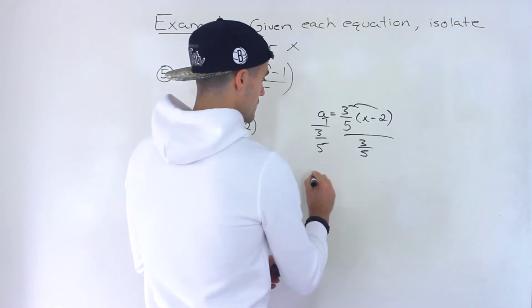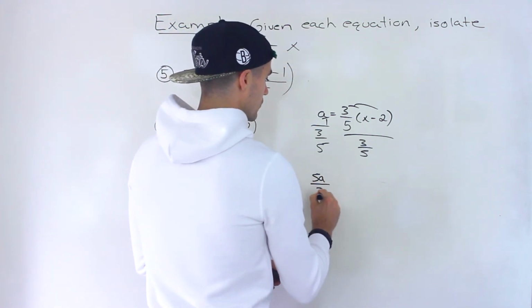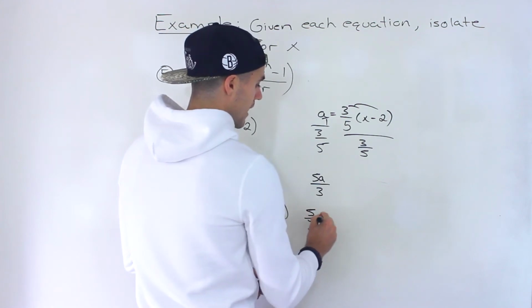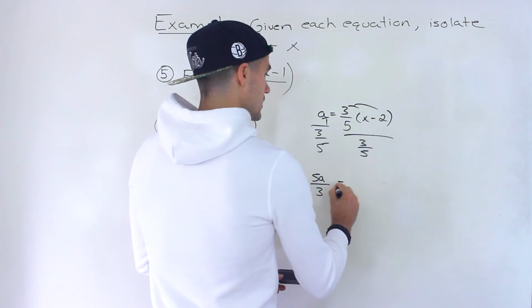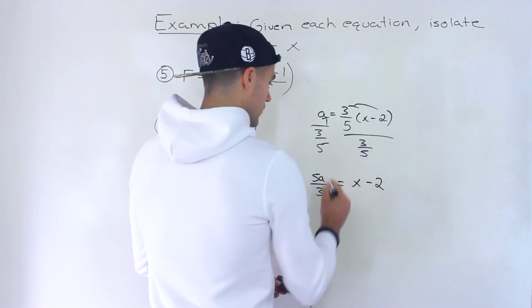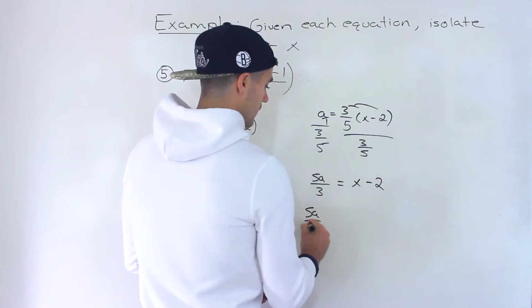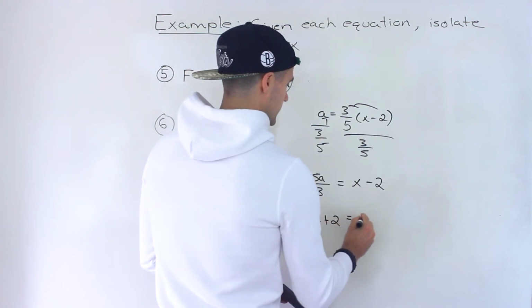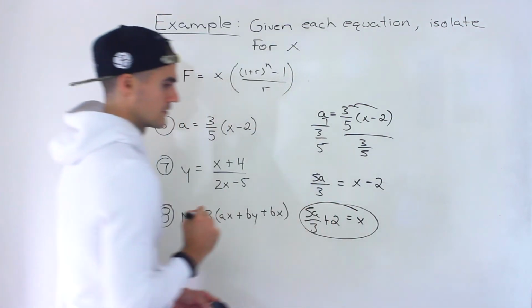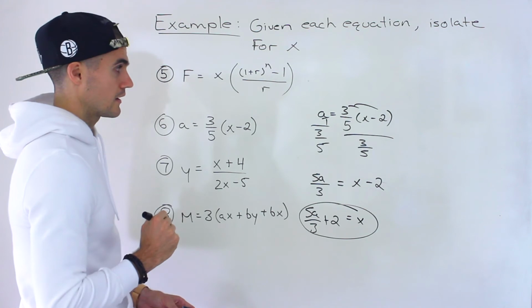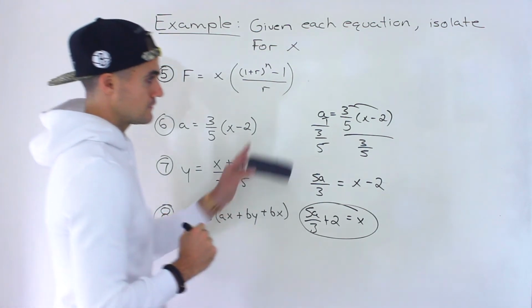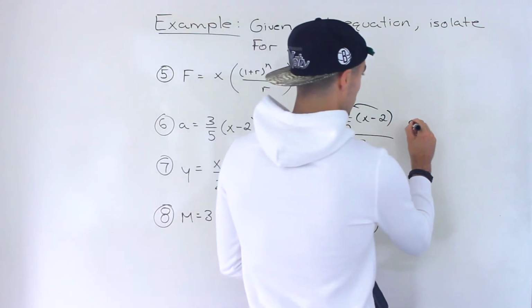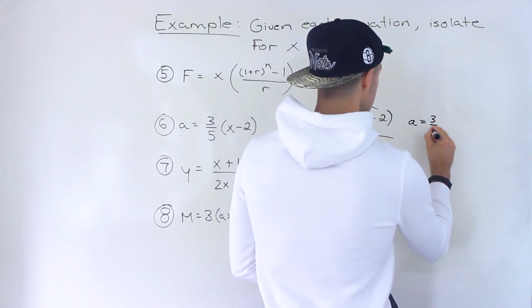So we'd have 5a over 3, or 5 over 3a, both are the same thing, equals x minus 2, and then bring the negative 2 over. Pretty simple, like that. And then if you did it the other way, if you distributed the 3 over 5, again, you'd get the same answer.